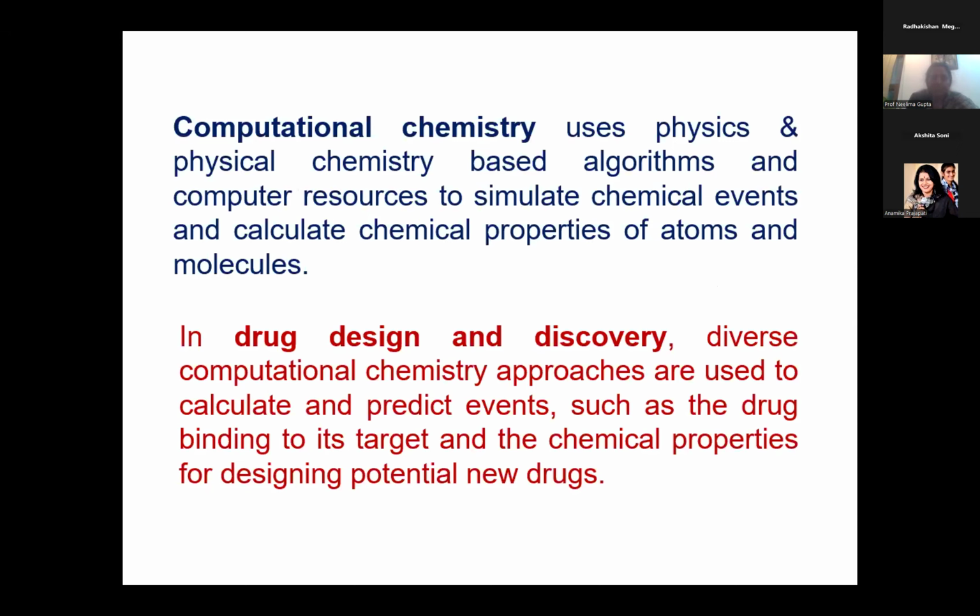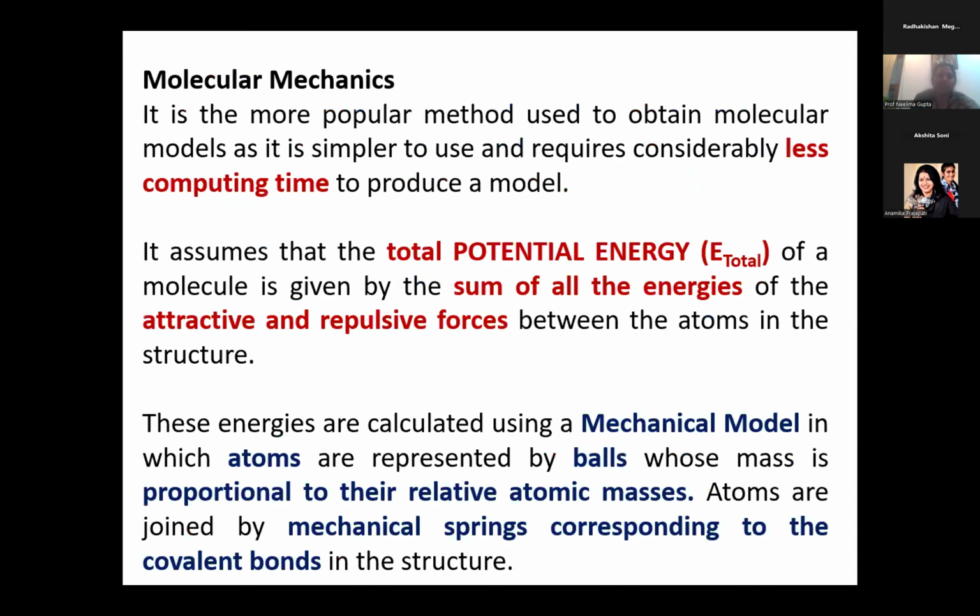Computational chemistry uses the laws of physics and physical chemistry based on certain algorithms and computer resources to simulate chemical events and calculate chemical properties of atoms and molecules. In drug design and discovery, diverse computational chemistry approaches are used to calculate and predict those events, such as the drug binding to its target and the chemical properties for designing potential new drugs.